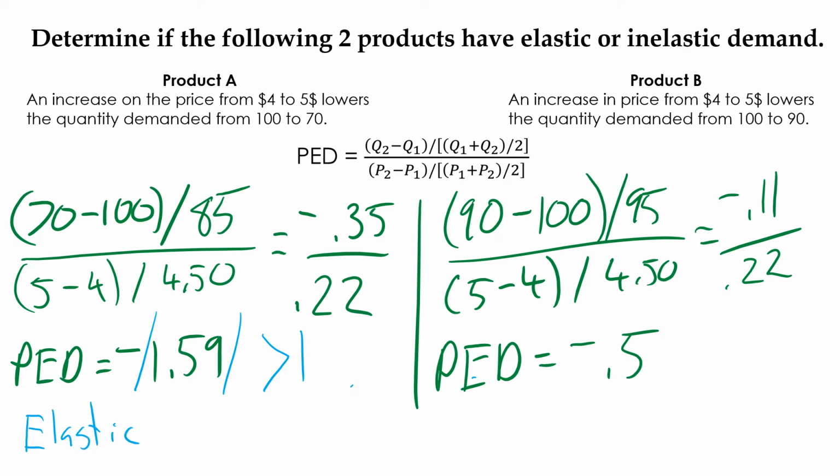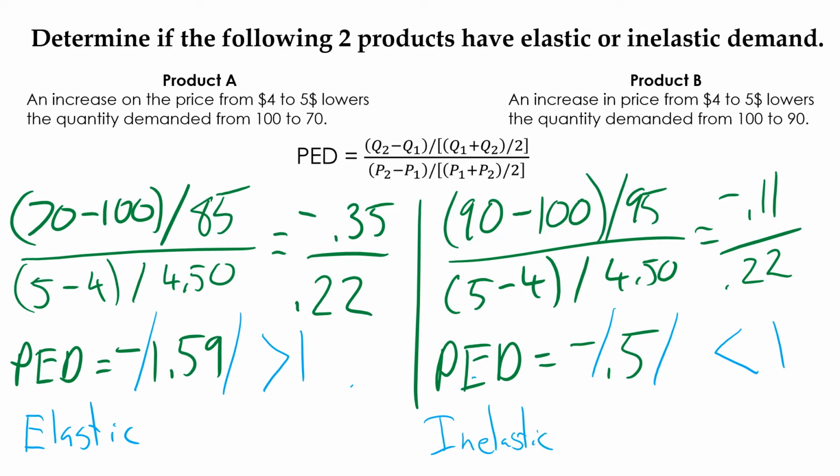And what about the other one? Well, here we have an elasticity of 0.5. We take the absolute value, so therefore it is less than 1. And when the price elasticity of demand is less than 1, we say it is inelastic.